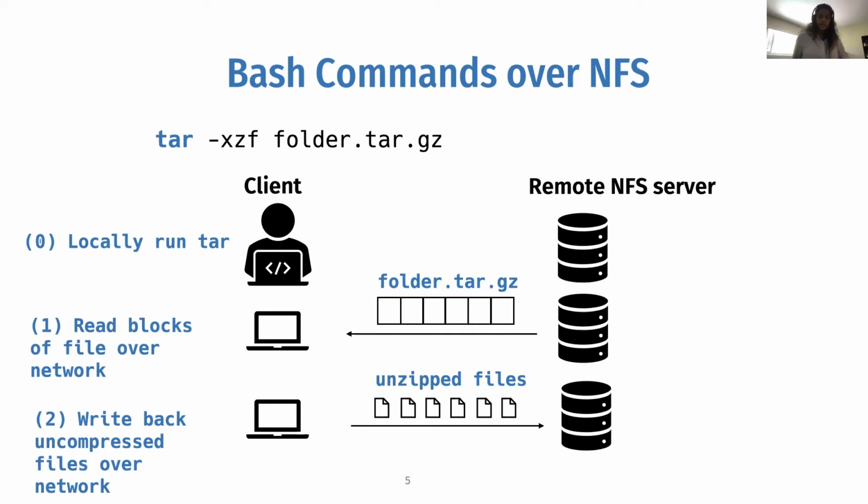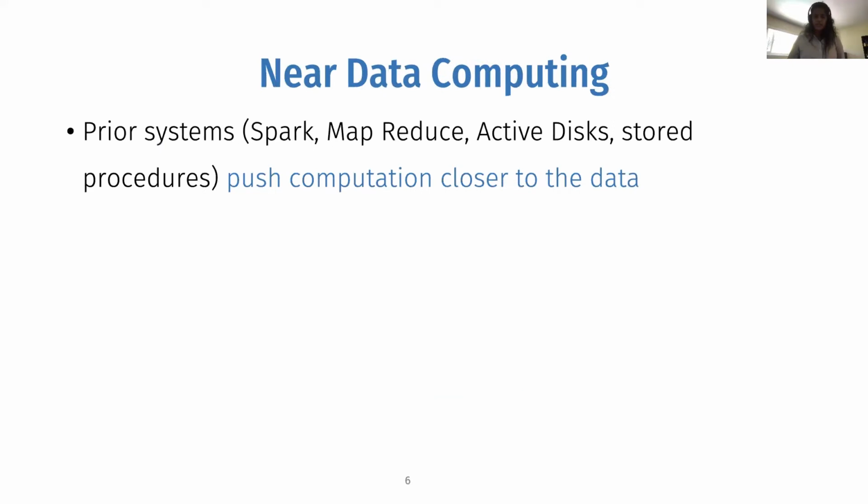Running this command over NFS is inefficient because it results in moving the data back and forth between the client and server for relatively little computation at the client. It would be nice if we could run this command closer to the storage without changing the workflow of the developer. Prior systems address this data locality issue by pushing computation closer to the data.